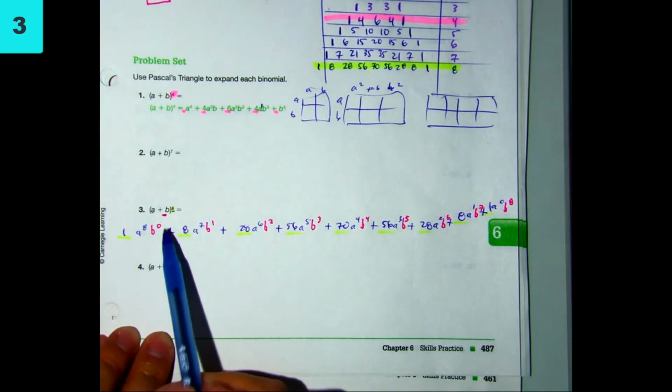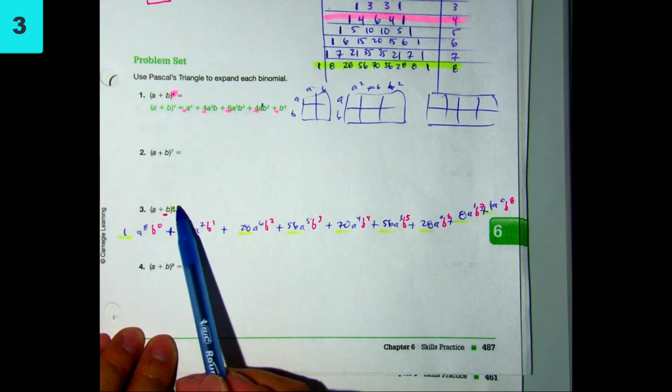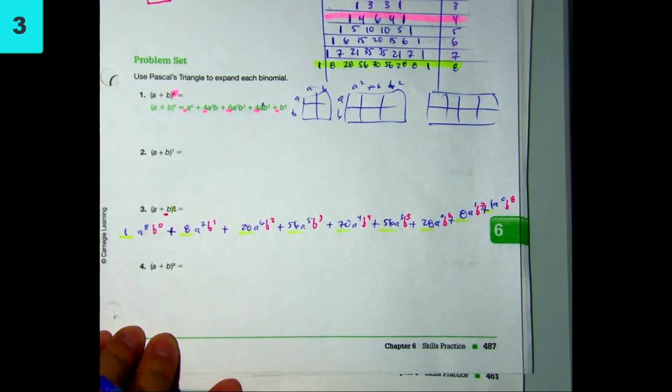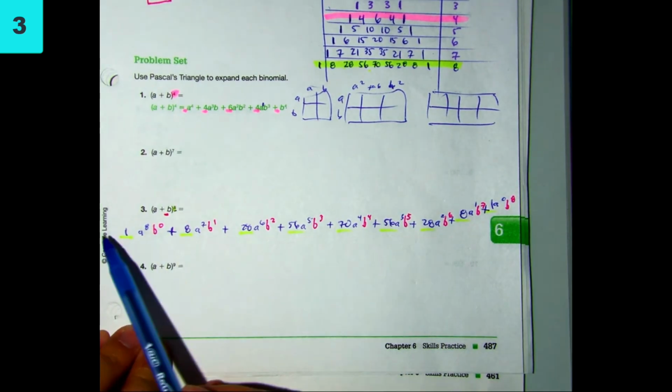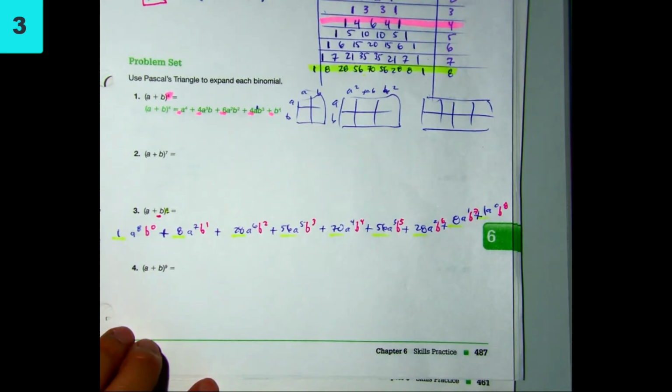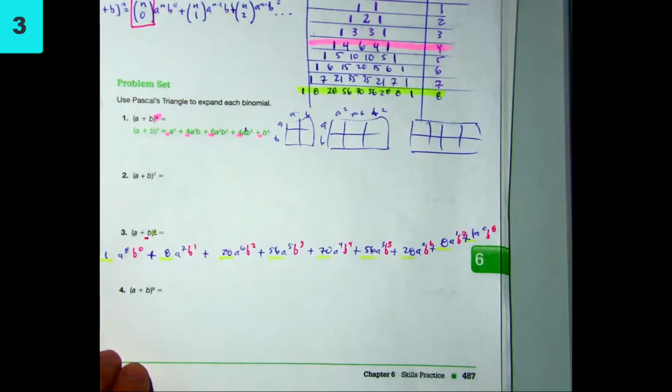So here we expanded A plus B to the 8th power using Pascal's triangle. Give yourself plenty of space. Write really small. Take your time. Make sure you have that Pascal's triangle so you can use it.